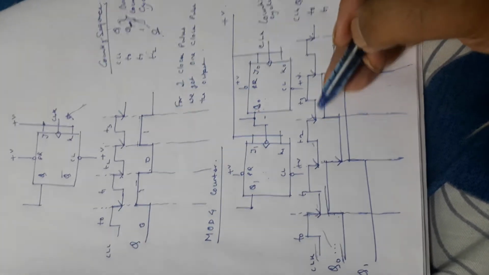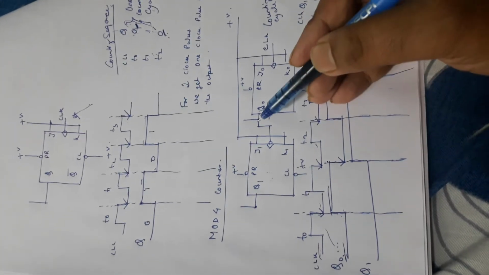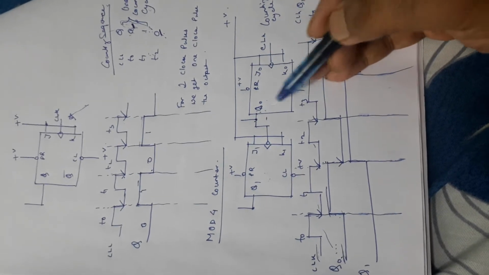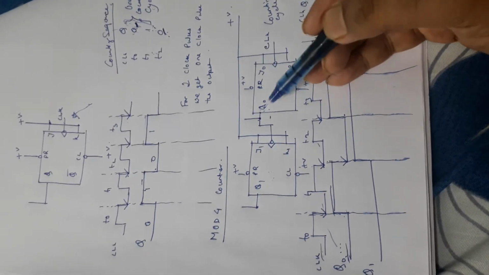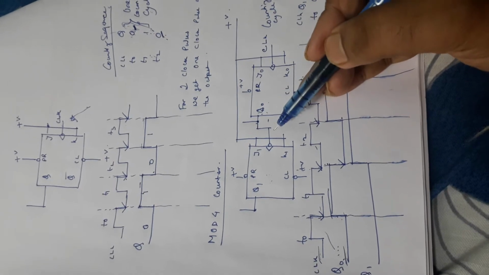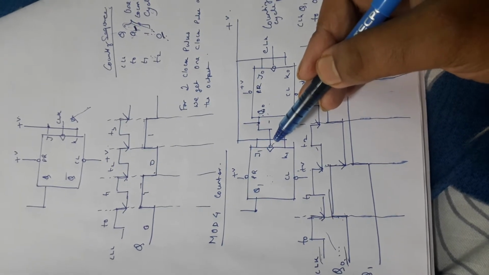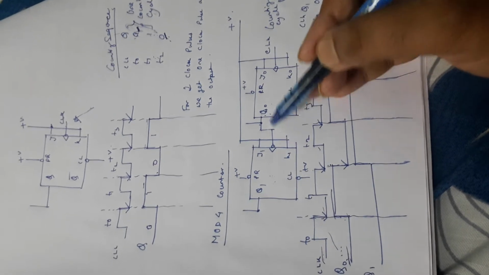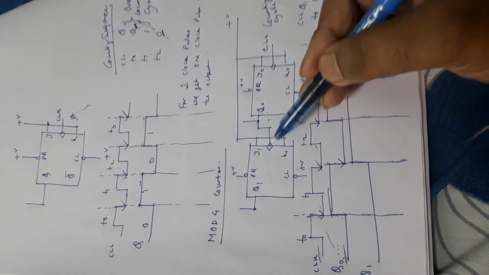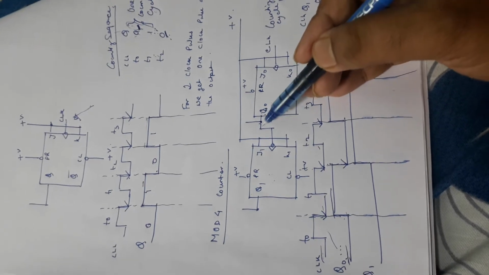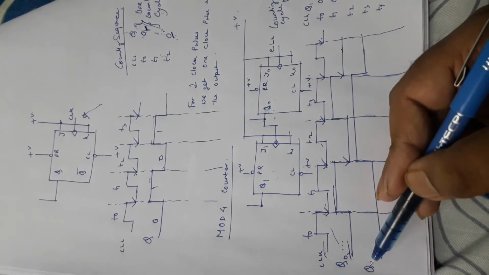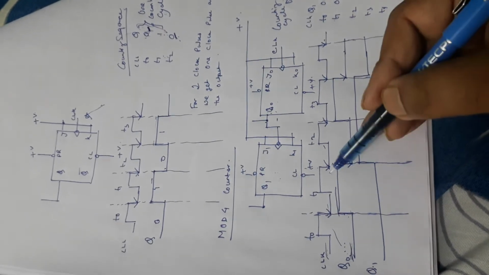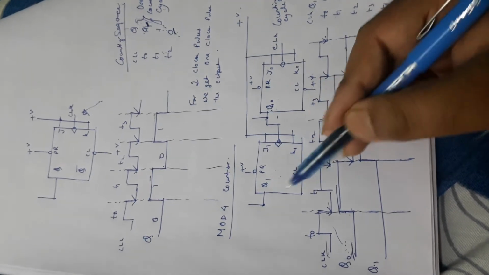So this is the Q0, the output of the first flip-flop. Now this output of the first flip-flop is given to the input of the second flip-flop as clock. So Q0 has now become the clock of the second flip-flop.